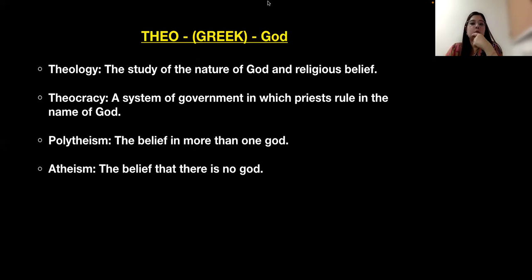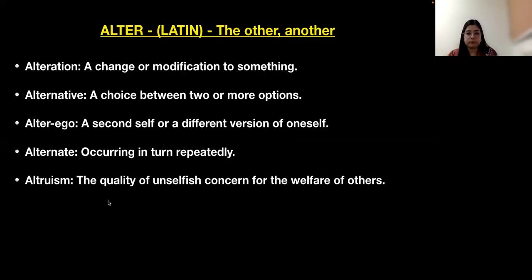Theo is the root word for God. Theology is the study of God and religion. Theocracy, a system of government in which the priests rule in the name of God. There's no actual party or a group of leaders or politicians that rule, but priests rule in the name of God. Polytheism, a belief in more than one God. Atheism, belief that there is no God.